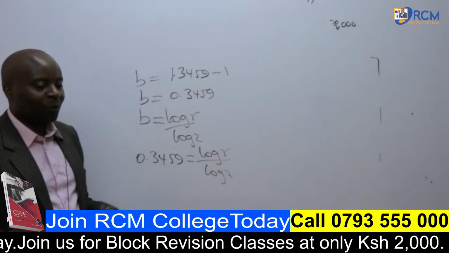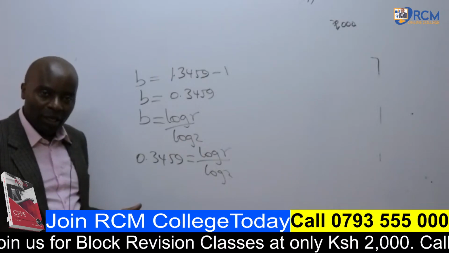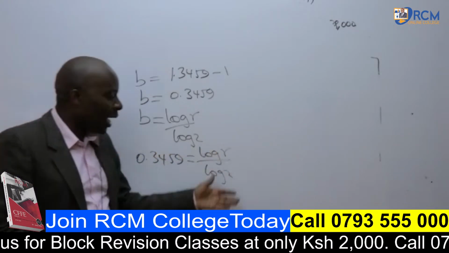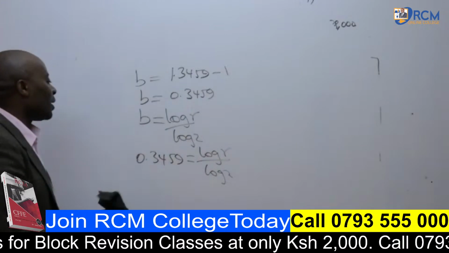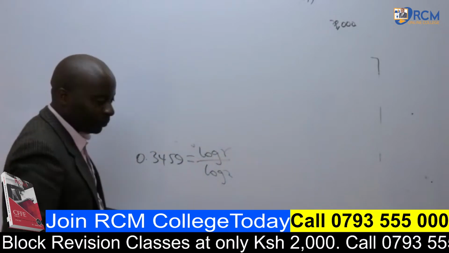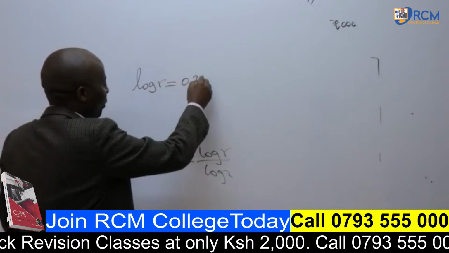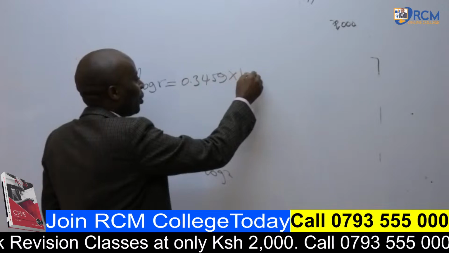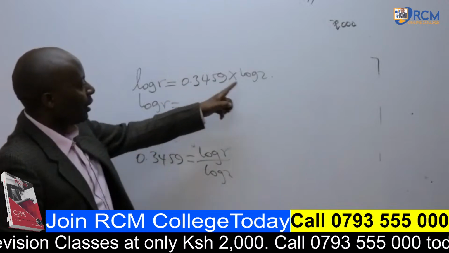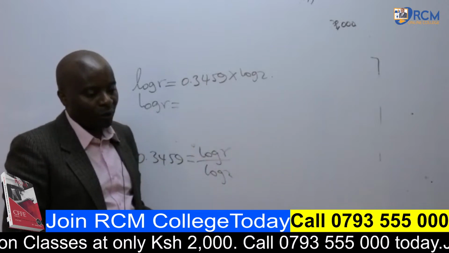So let us cross multiply, because ultimately what we would want to do is to make R the subject of the formula. So in this case, ladies and gentlemen, come here and make log R the subject of the formula. This is how it shall look like. So we have log R being equal to 0.3459 times log 2. So meaning that our log R will be equal to this times log 2 will give us what figure at the end of the day? Please give me the answer.